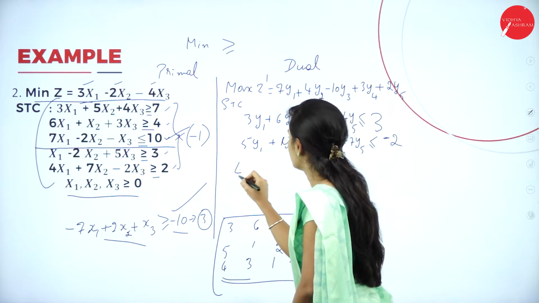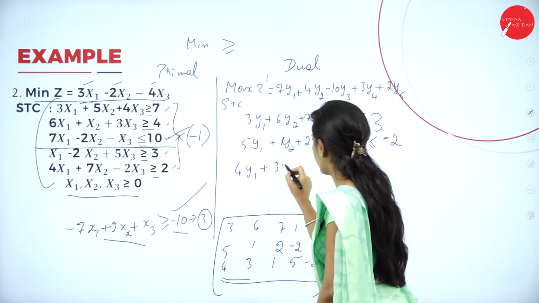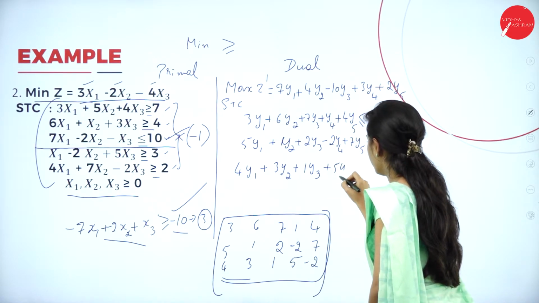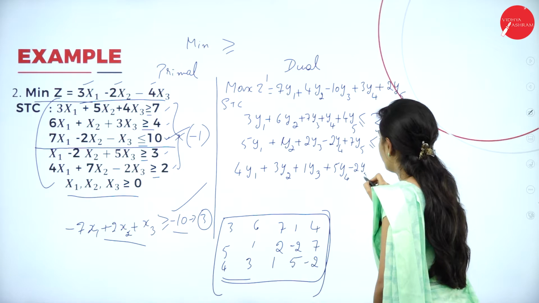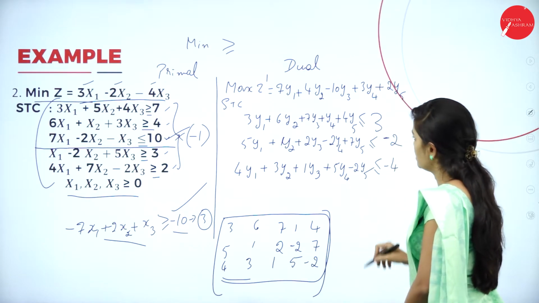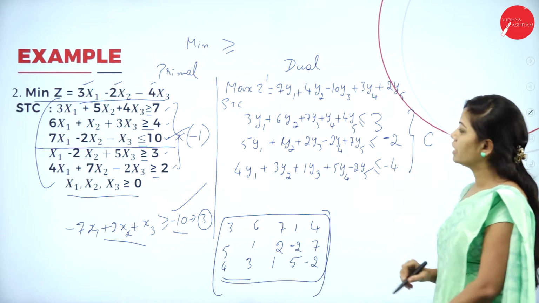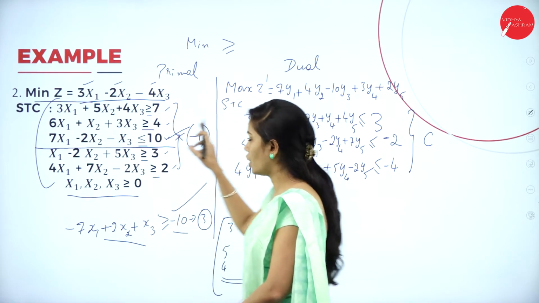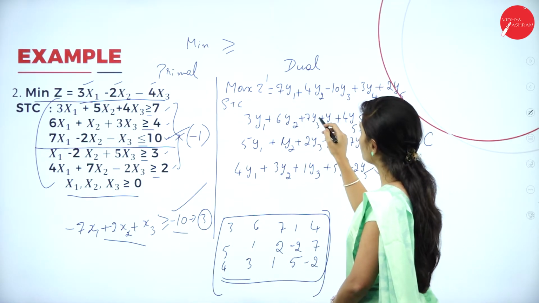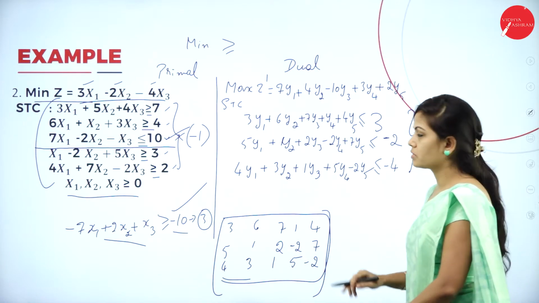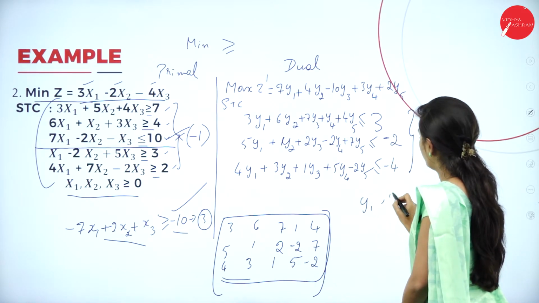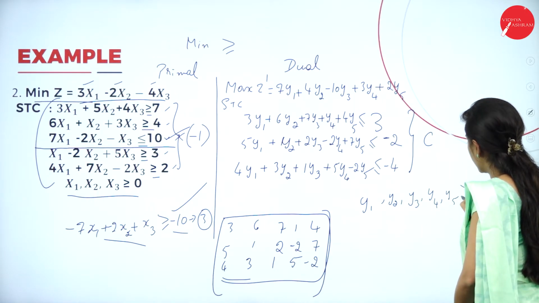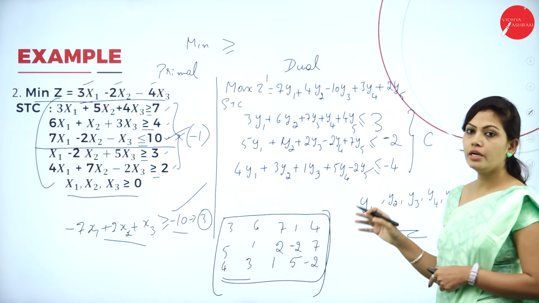And the third, 4y1 plus 3y2 plus y3 plus 5y4 minus 2y5 less than or equal to minus 4. So now these are your constraints. Before, we had only 3 columns; now in the dual you can observe 5 columns. So y1, y2, y3, y4, y5 are greater than or equal to 0. Now it is in dual form.